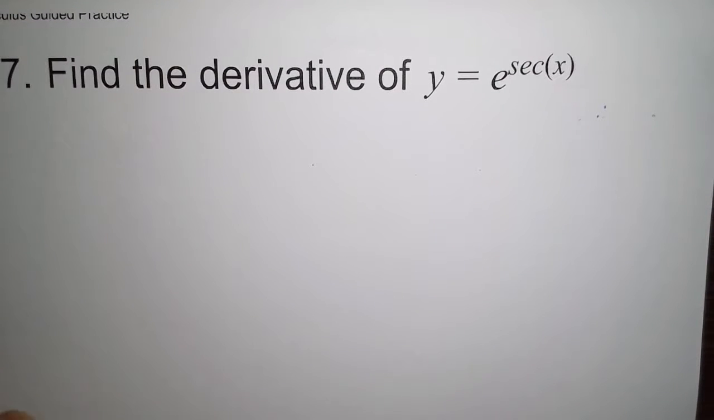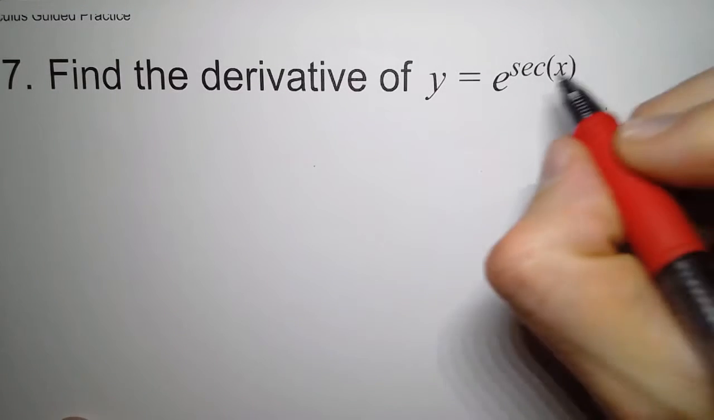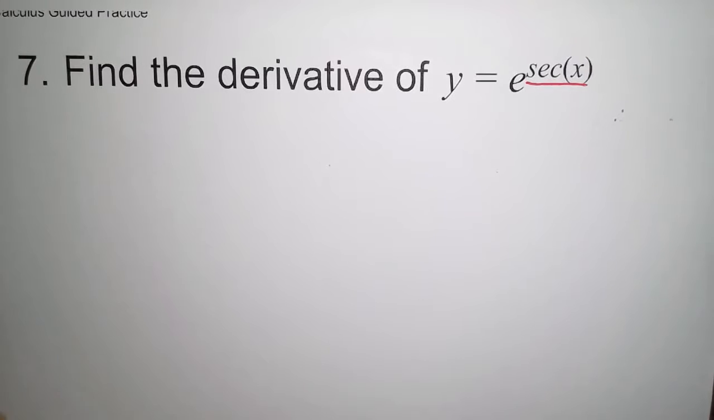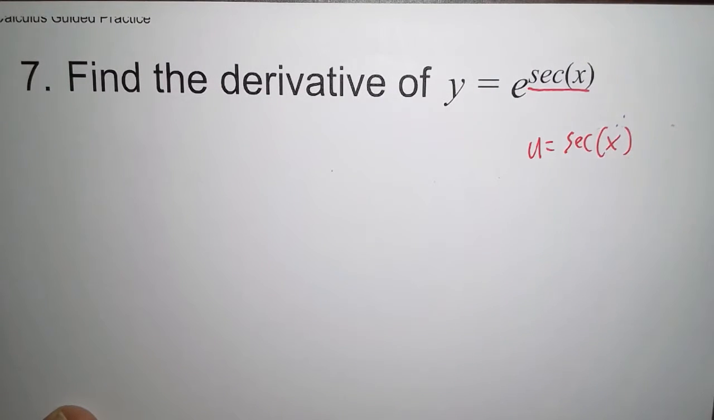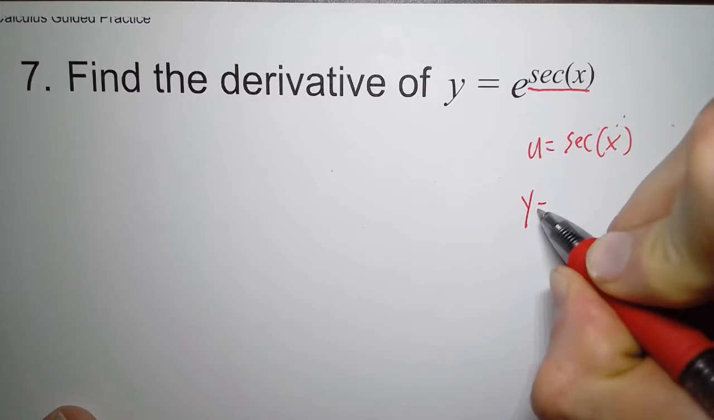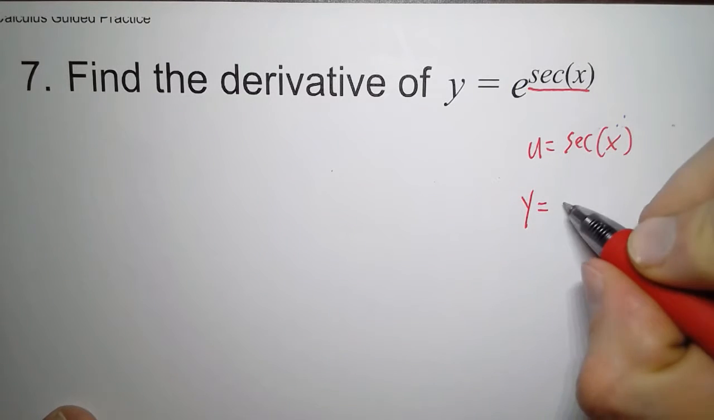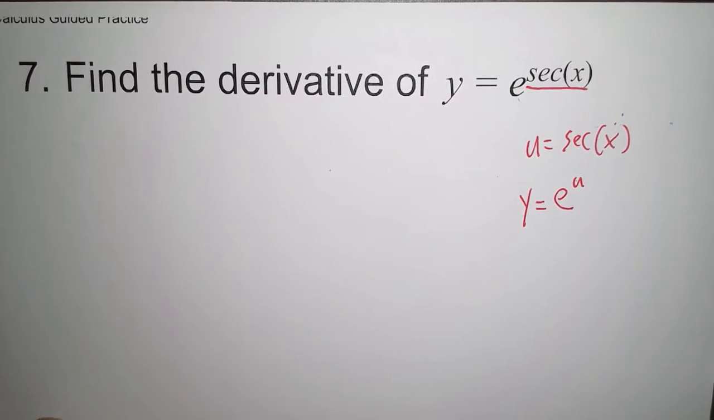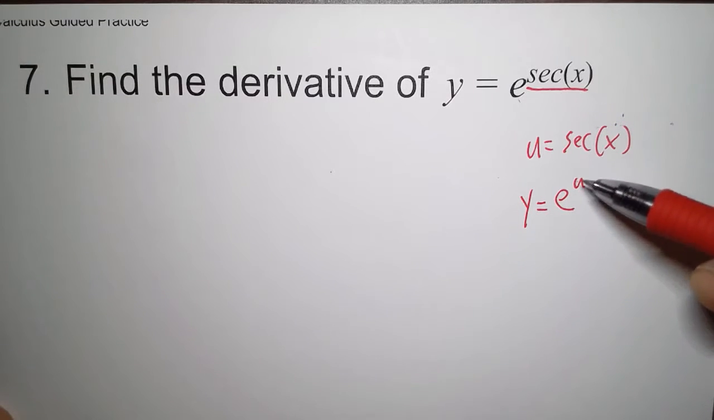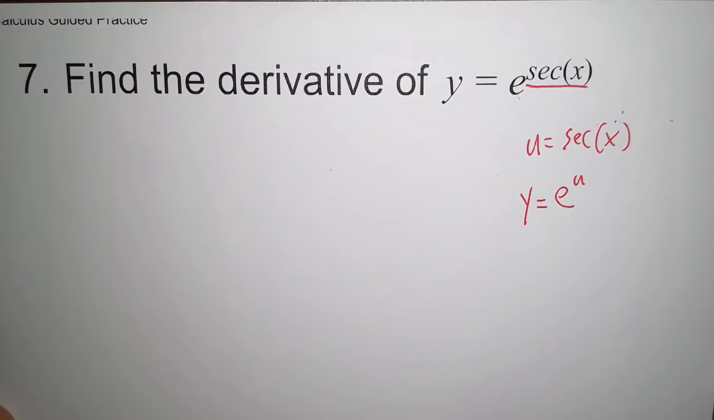Looking ahead to number 7. Now this one often gets people because people often have a hard time seeing what is the outside function. Well, what's the inside function? Well, it's secant. So u equals secant of x. So what is y equal to? Well, we just take out secant and we're left with e, but we can't raise it to secant, we raise it to the u power. And so the inside part is the exponent right here.